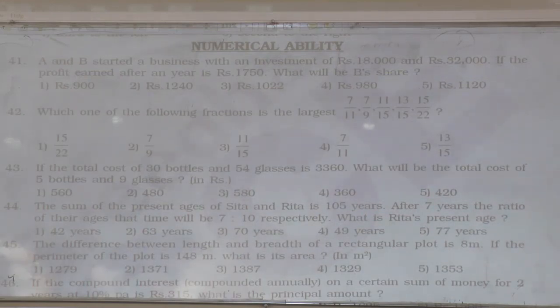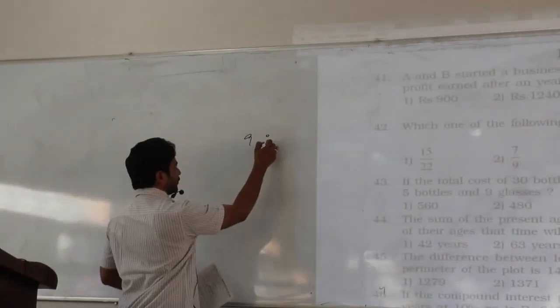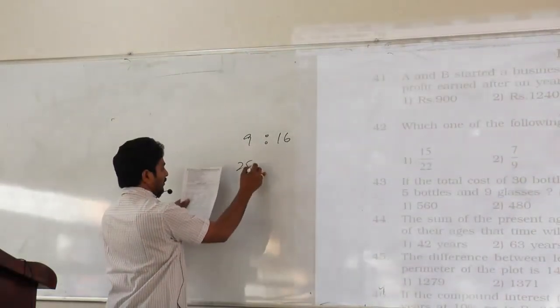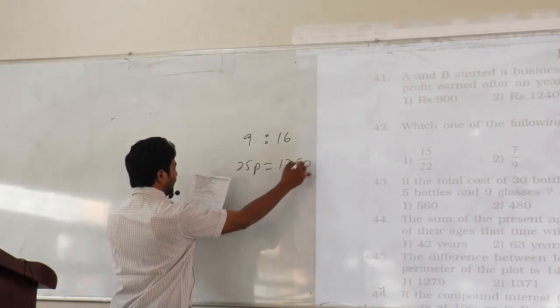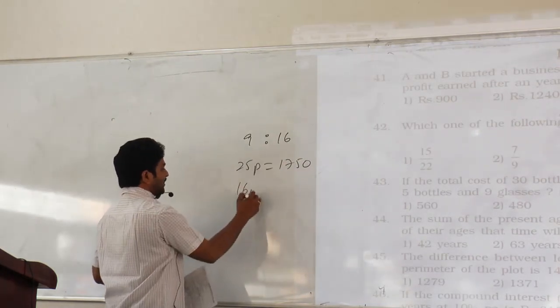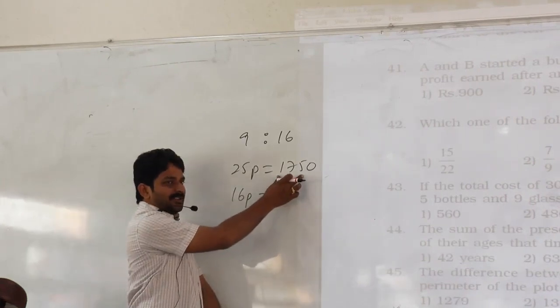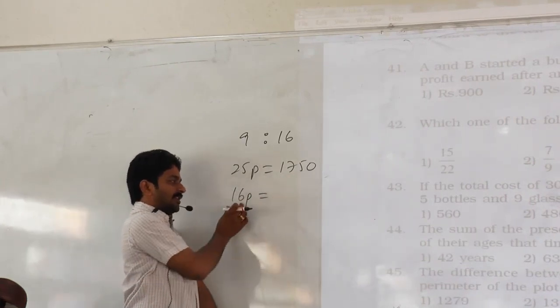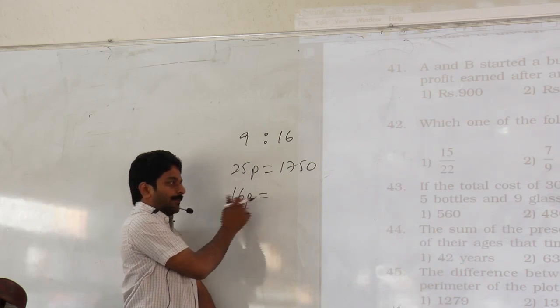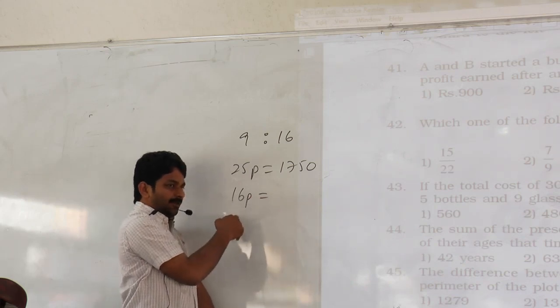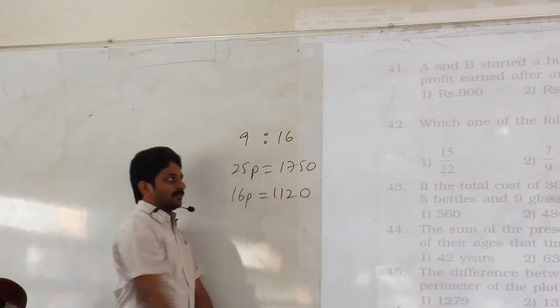18,000 and 32,000, the ratio is 9:16. Total how many parts do we have? 25. 25 parts is 1750, and you're asked about B's share. 16 parts is how much? 25 times how many is 1750? 70 is 1750, so 7 times 16, 70 and 42, which is 112, then 0.